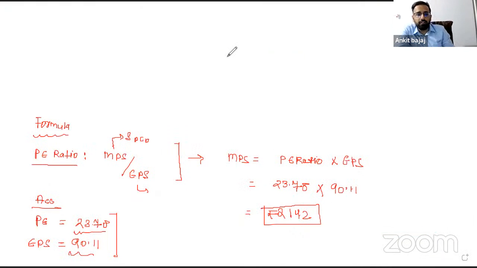So here I fetched the data of Birla Corporation Limited. PE was 16.61, right? And we have seen EPS. EPS was 51.76, right? This is the EPS.